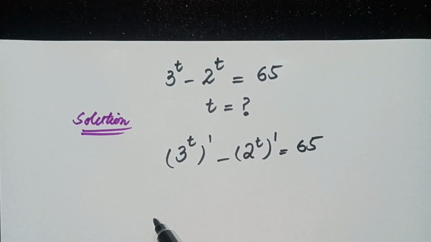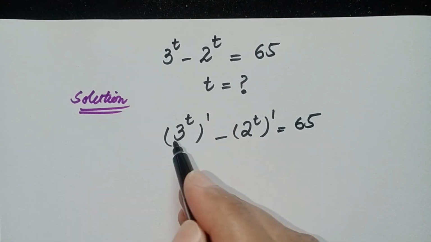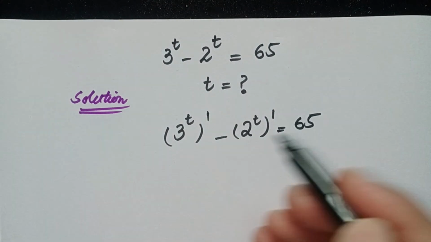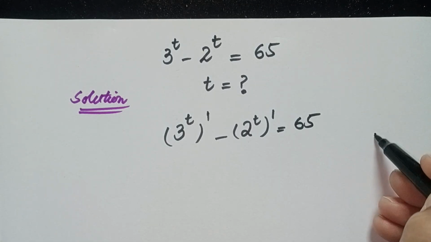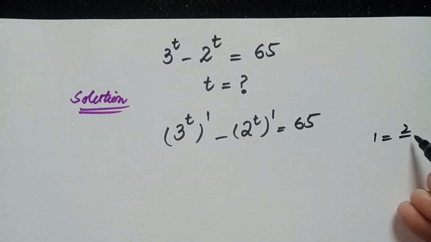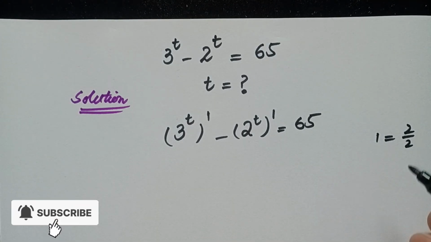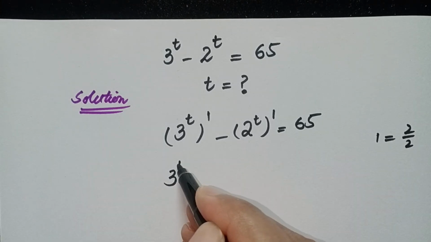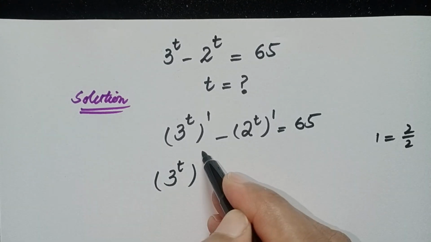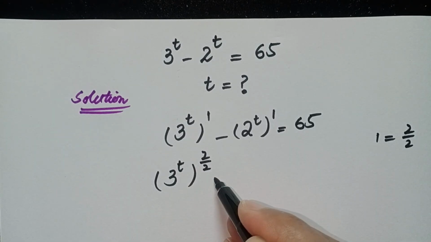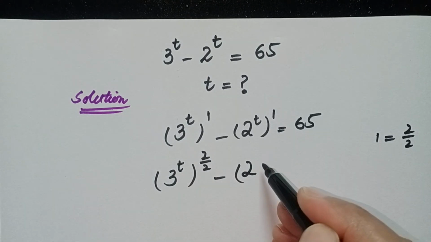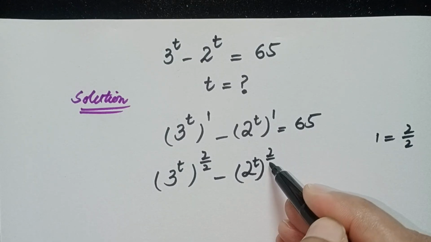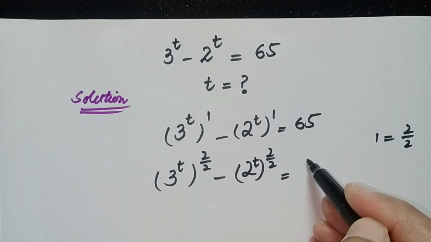So in the next step, this 1 can be written as 2 over 2, because 2 will go with the 2 and we will get 1 again. So (3^t)^(2/2) minus (2^t)^(2/2) is equal to 65.